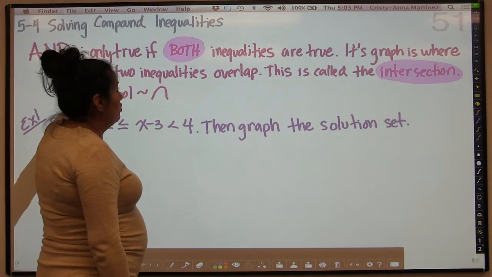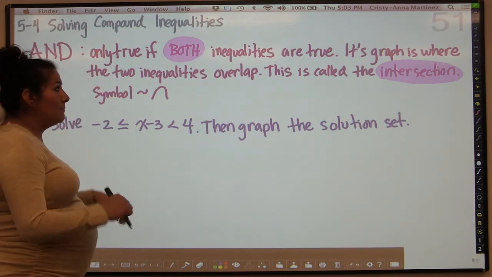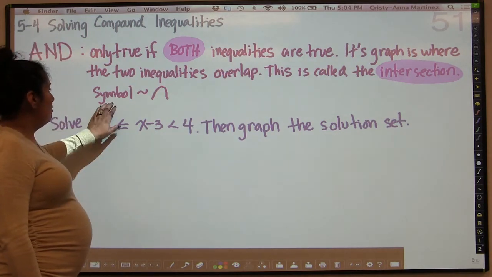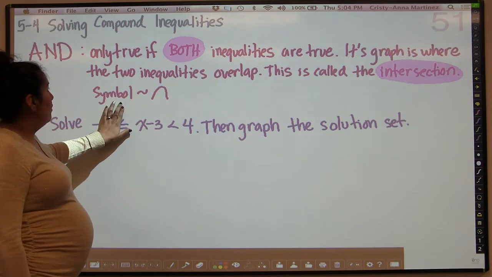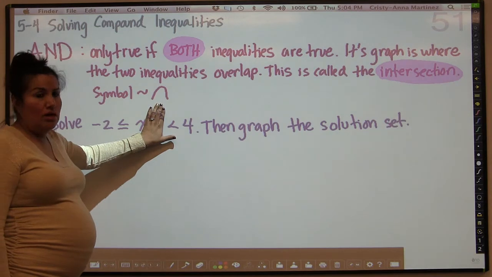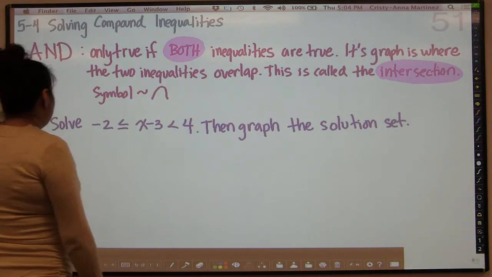And when you do graph the solutions, it's where the two inequalities basically overlap. And we call this the intersection of the two. And we have a symbol that the book doesn't really use much, but I tend to use a lot. So the symbol for an "and" compound inequality is basically like this. It's kind of like a U upside down, but you can remember it because it kind of looks like a rounded A. Okay, for "and."